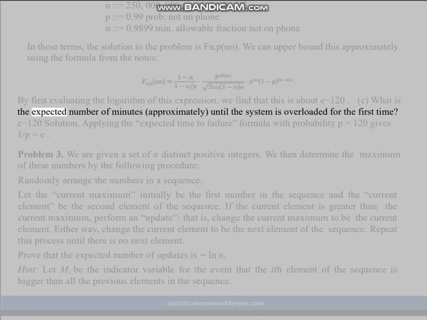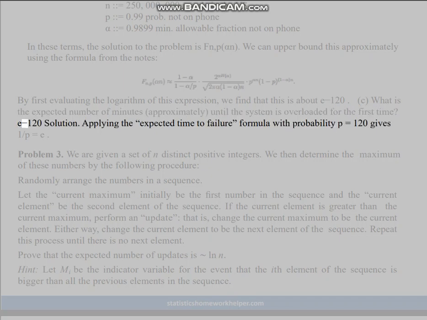C. What is the expected number of minutes, approximately, until the system is overloaded for the first time? Solution: applying the expected time to failure formula with probability p equal to e to the minus 120 gives 1/p equals e to the 120.